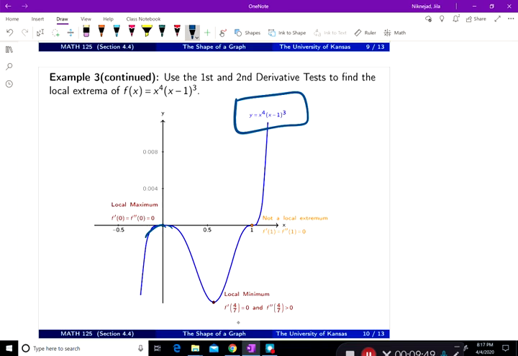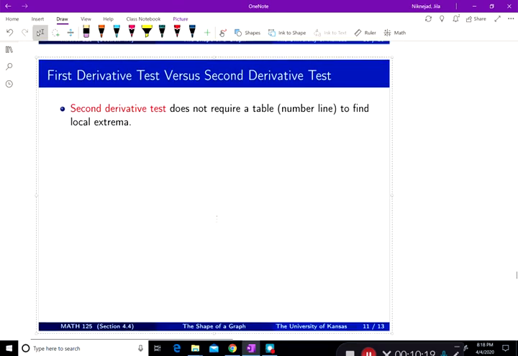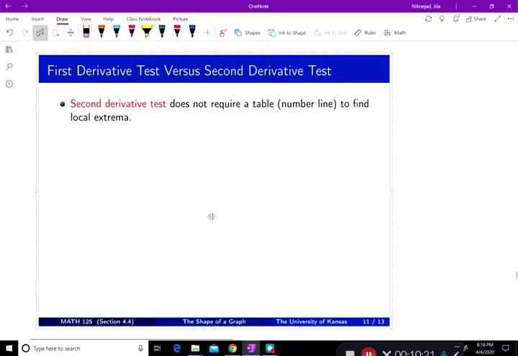Over here we have this point where f prime is 0, but f double prime is bigger than 0, and so that one gives me a local minimum. And then for this point, it was a critical number. f prime at 1 was 0, but f double prime was 0 also, and it turned out it's neither of the local extrema.